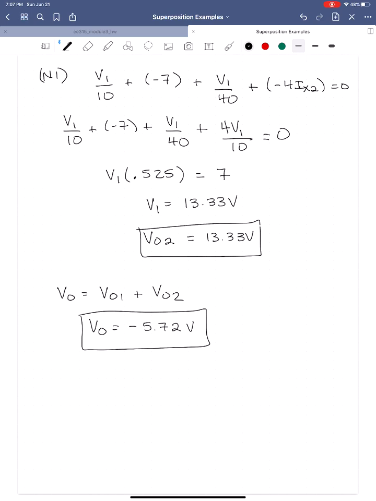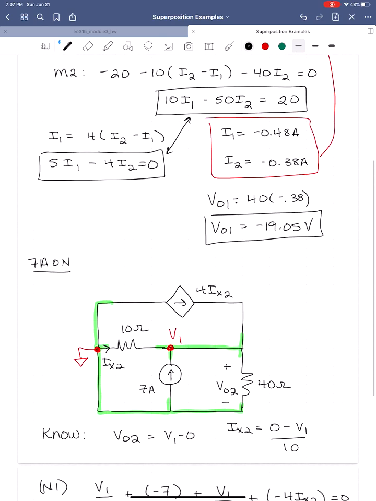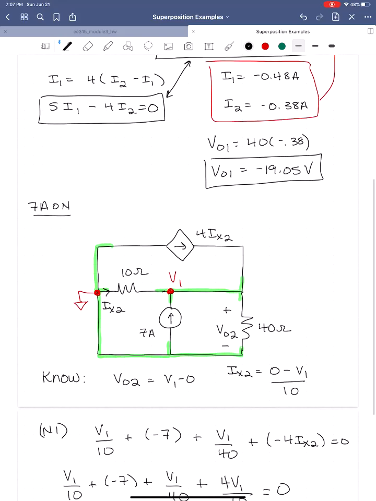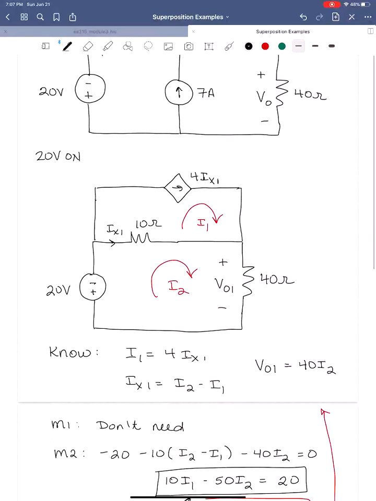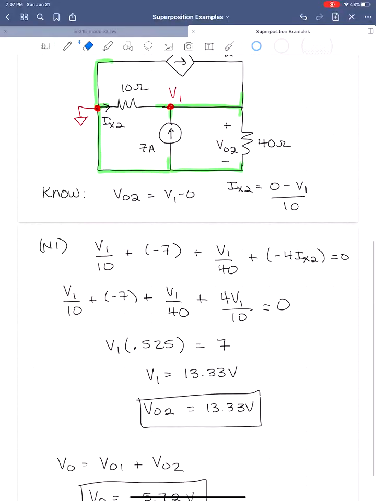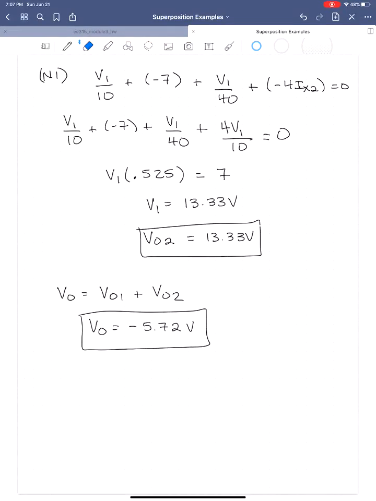All right, so that is our first example. When we have a dependent source in our circuit and we're doing superposition, we just use it each time. We don't turn it off, we just use it as it is. Okay, so we used it in the first one, we used it in the second one. Okay, let's do one more.